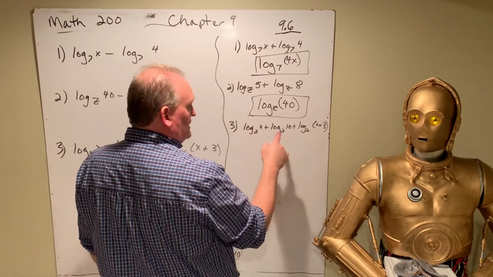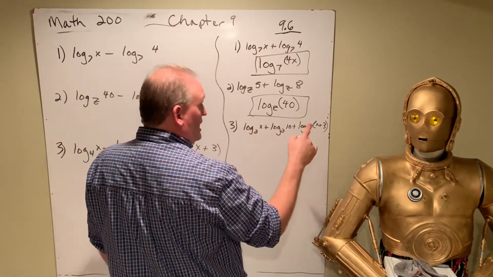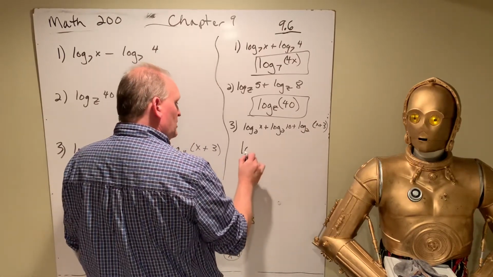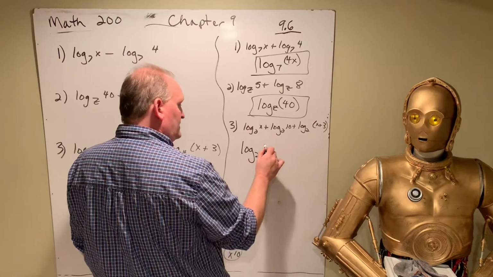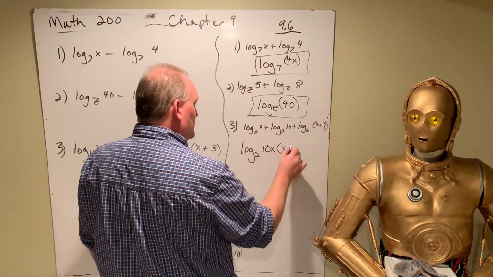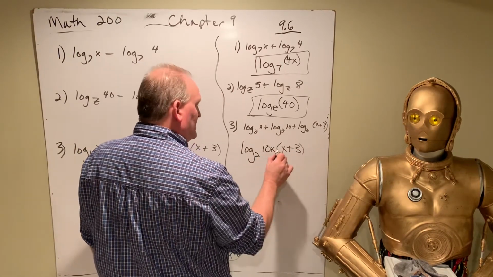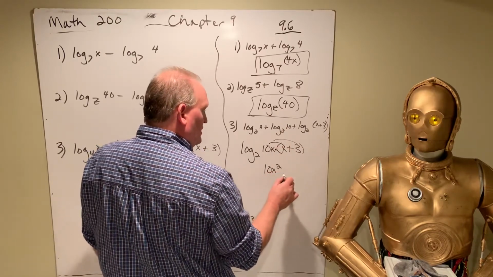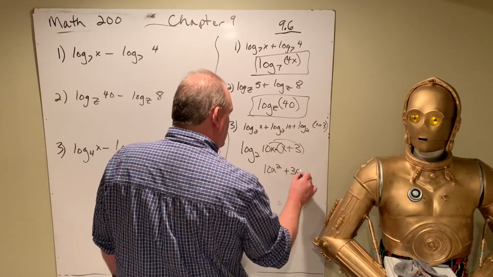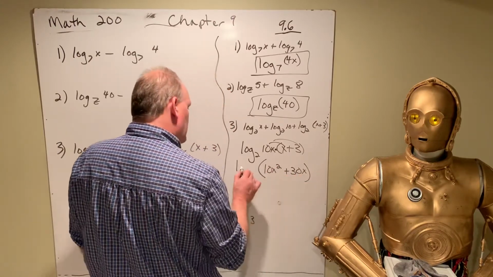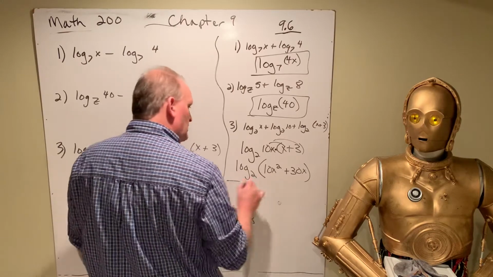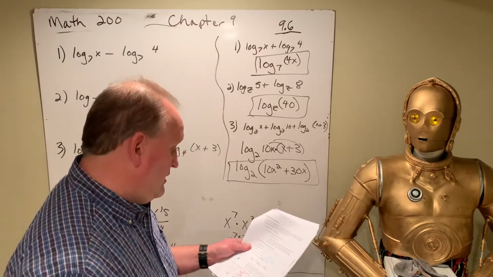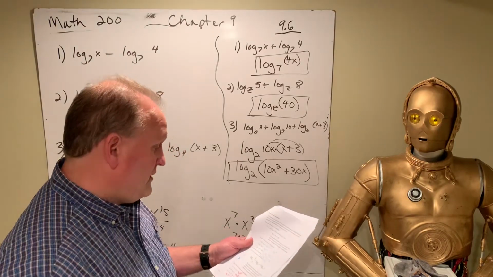Log base 2 of x plus log base 2 of 10 plus log base 2 of x plus 3. So look, that's going to be log base 2 of 10 times x plus 3. It's 10 times x plus 3. So that would be 10x squared plus 30x. And put that in parentheses so we know it's all log base 2. It's all under the same roof. So we just had to multiply everything out there. All right.